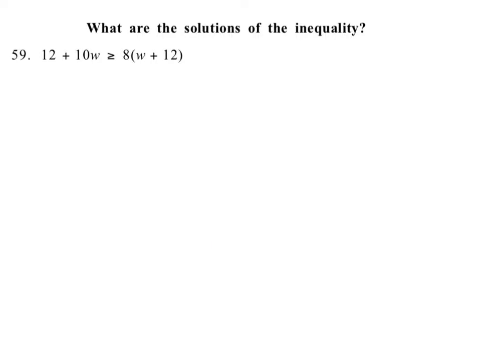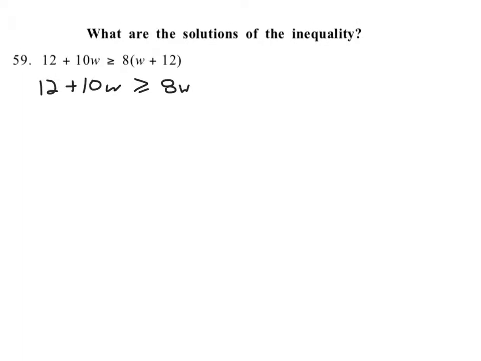Okay. Nothing too difficult. We know how to do this kind of stuff. We just need to first distribute that 8 into the parentheses. 8 times W, 8W. 8 times 12, 96. Okay, and it's going to be better if I keep my variables positive so I don't have to divide by a negative and flip the sign.